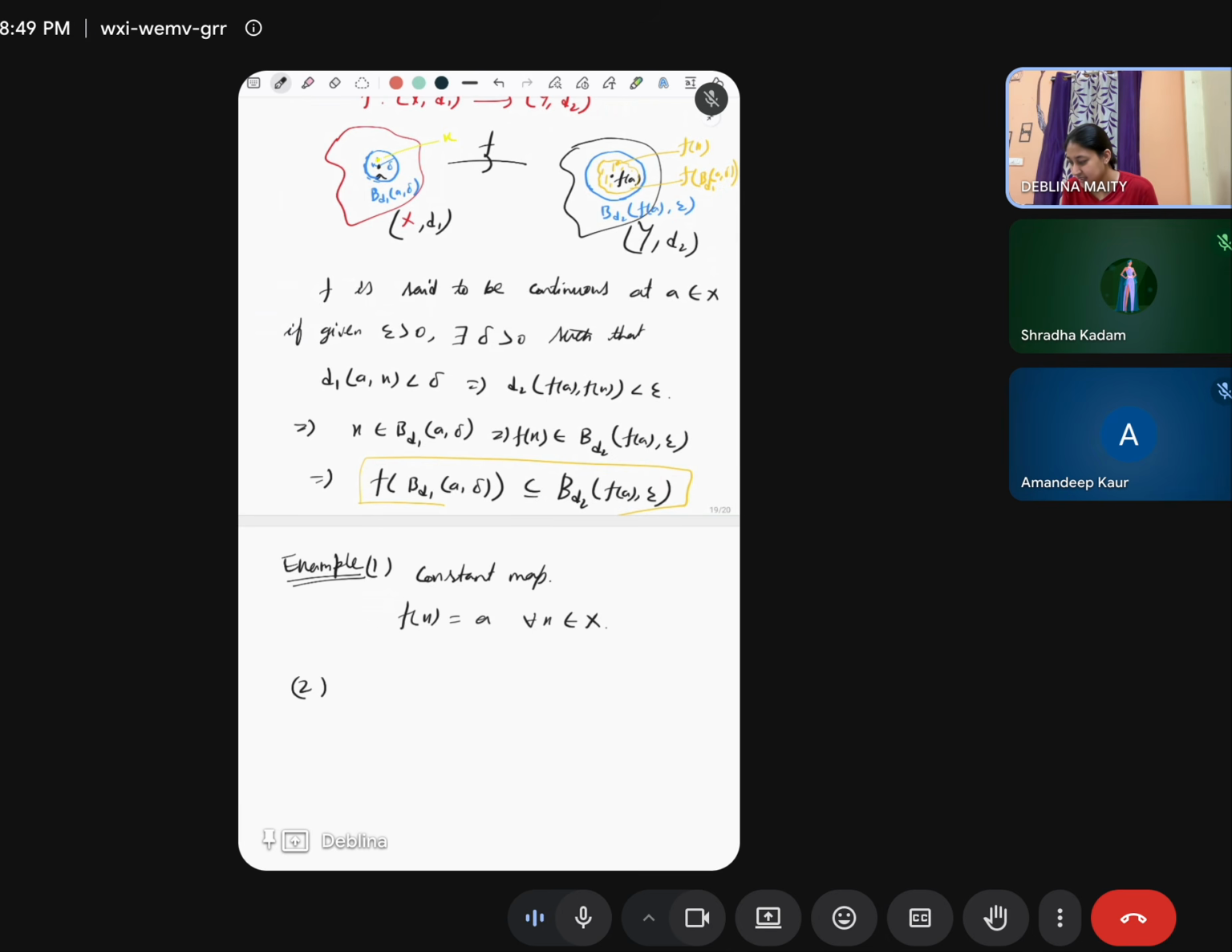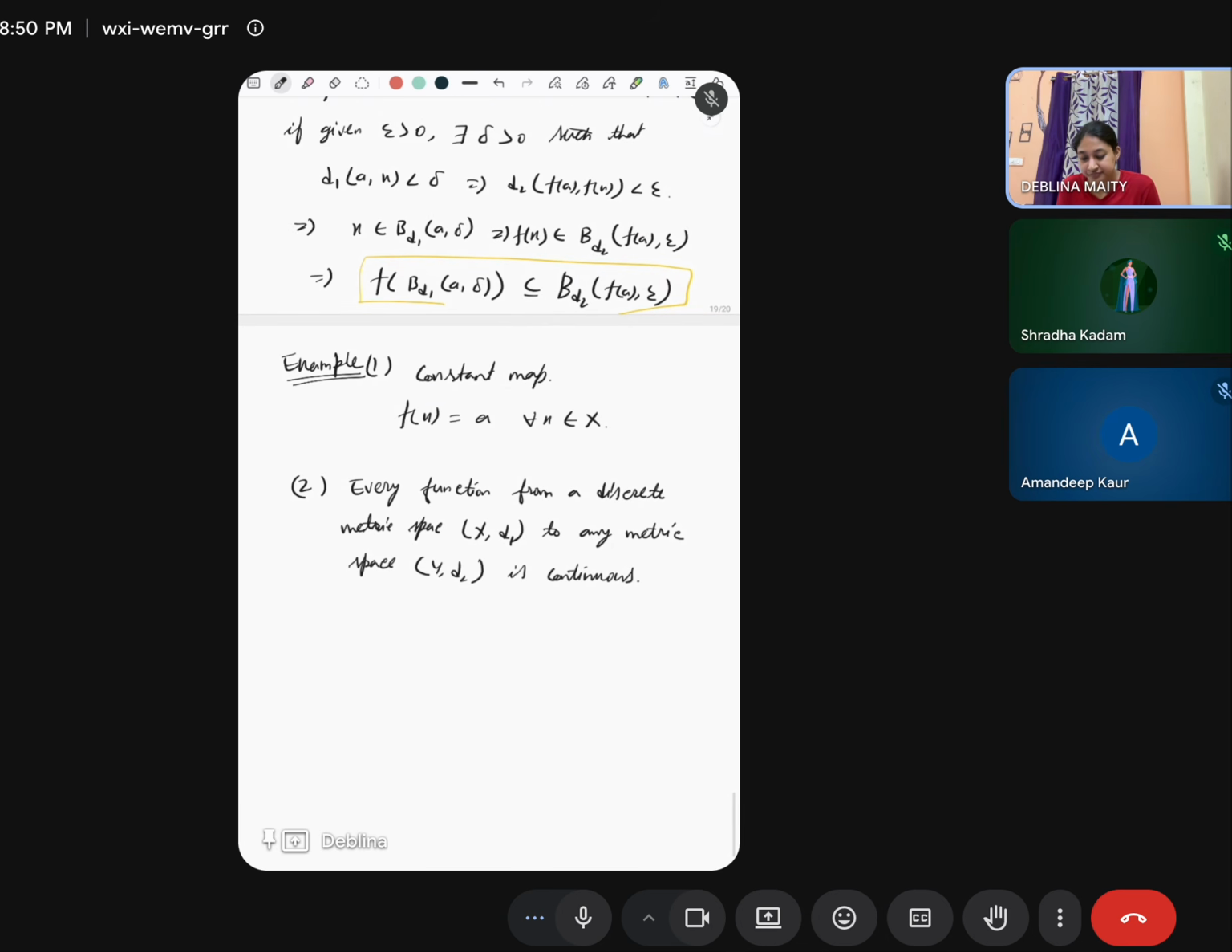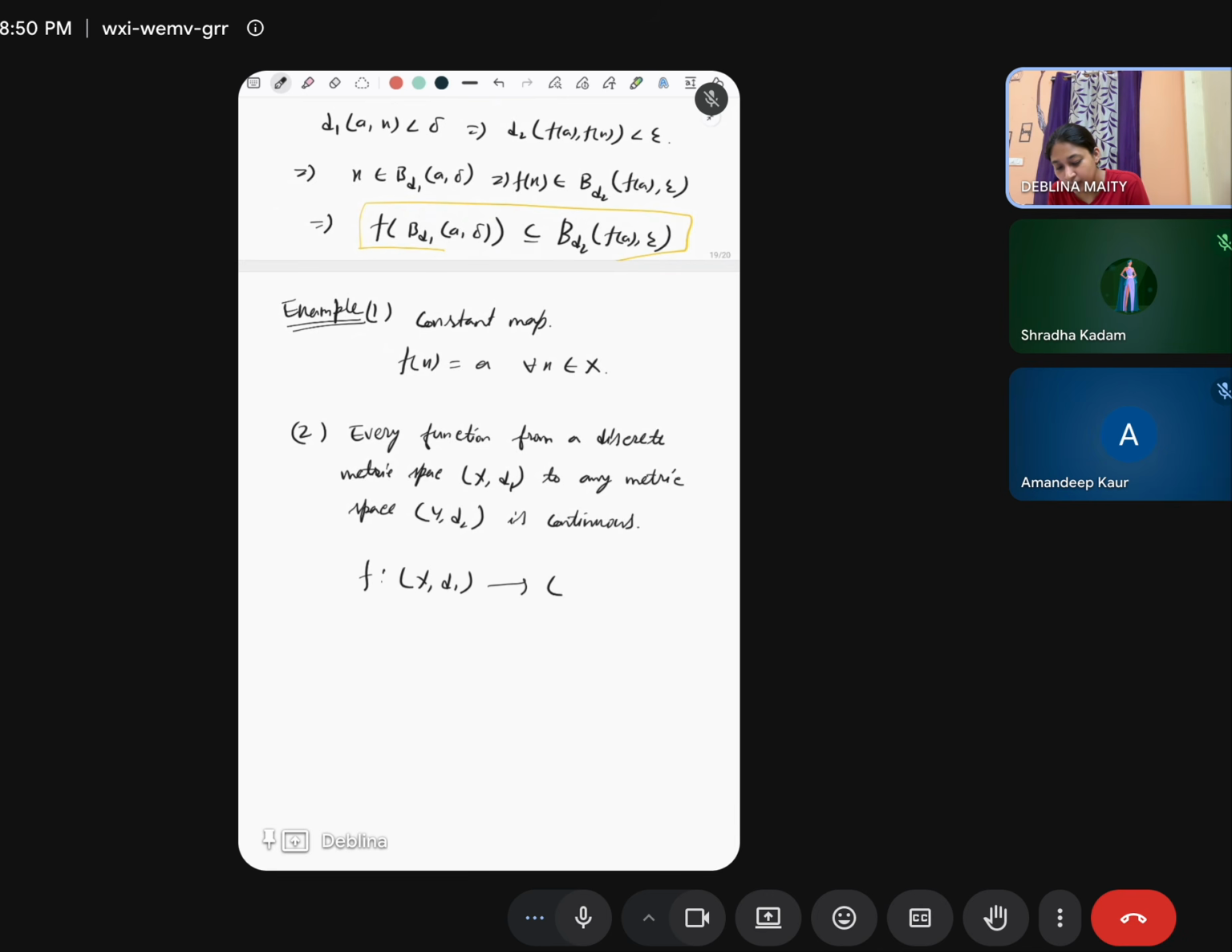And for the second one we'll see that every function from a discrete metric space (X, d1) to any metric space (Y, d2) is continuous. Why? So f is from (X, d1) to (Y, d2), and this d1 is discrete. Then f will always be continuous.